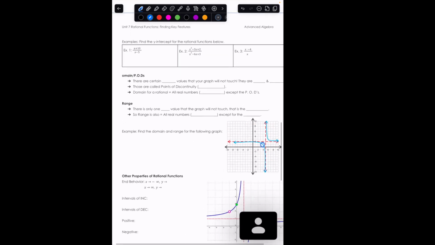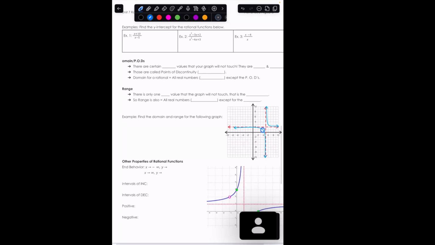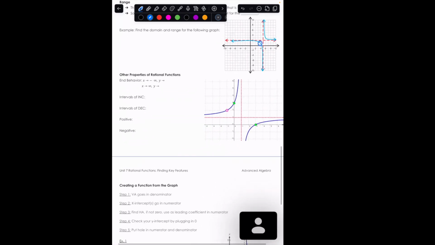Okay, we're going to skip this because we already talked about domain and range and discontinuities. So let's jump down here to end behavior, increasing, decreasing, positive, and negative. End behavior is very, very important because we use it in really everything we've talked about tonight, all for unit 1 in calculus.